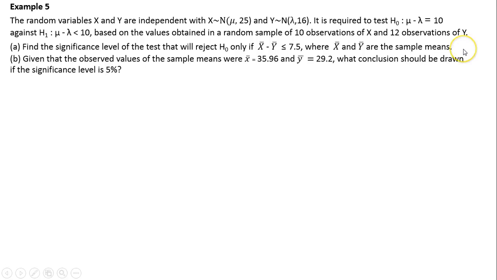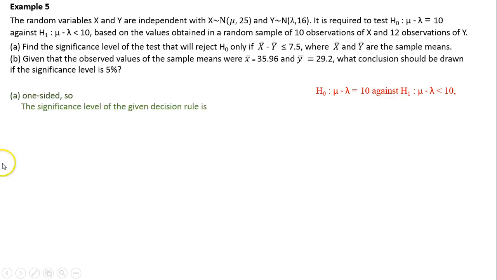So find the significance level. What is the value where we reject H0 only if x bar minus y bar is less than or equal to 7.5, where x bar and y bar are sample means. We'll do that first. So that's what we want to test. It's one-sided, so the significance level is of the given decision rule. So the decision rule is x bar minus y bar less than 7.5.